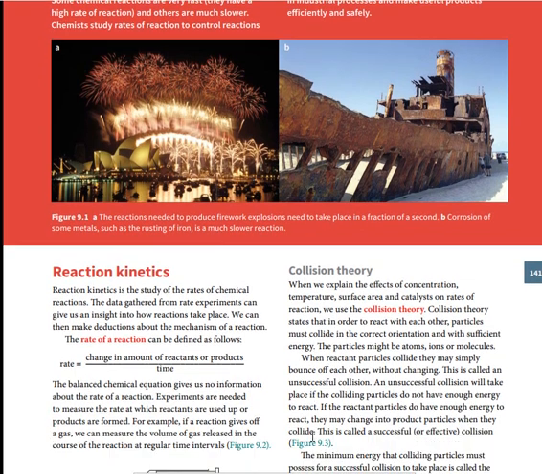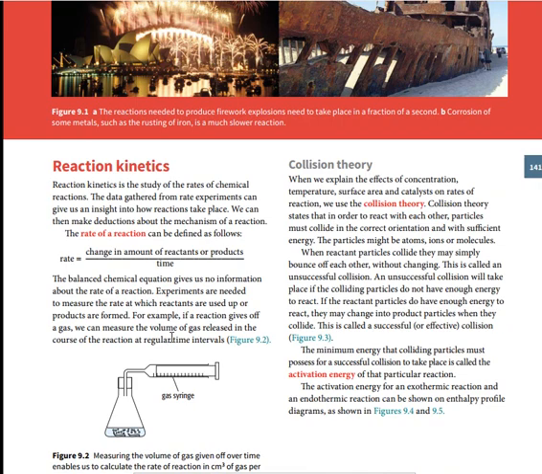So now, rate of reaction. We need to know that the rate is defined as the amount of reactant or product divided by time, but usually we define the rate as the negative of the reactant divided by time, or positive for the product divided by time. So this is what we define as rate.